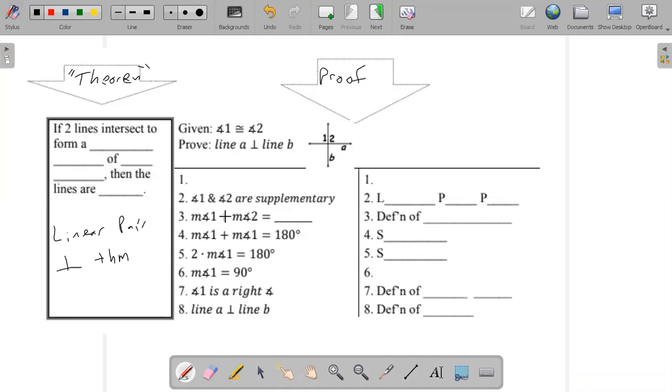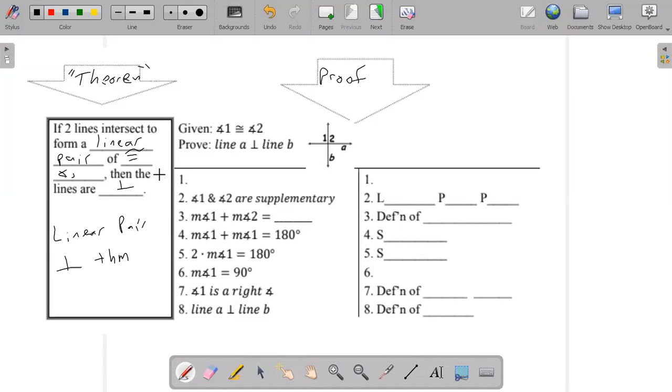Okay, so if two lines intersect to form a linear pair, if two lines intersect to form a linear pair of congruent angles, then the lines are perpendicular.